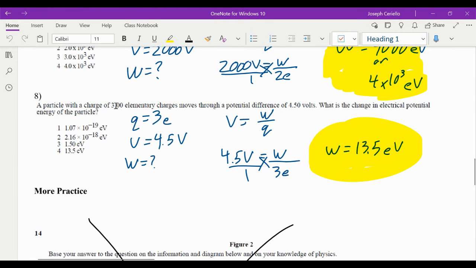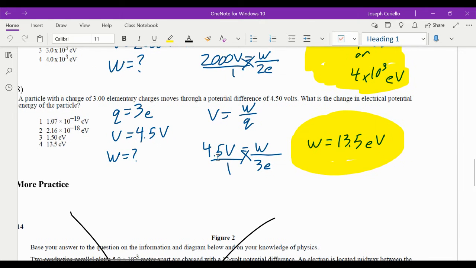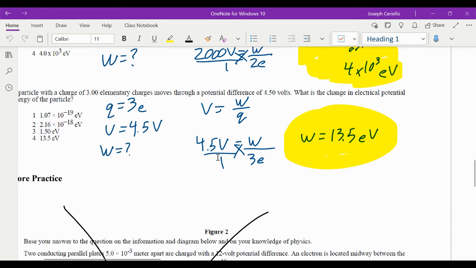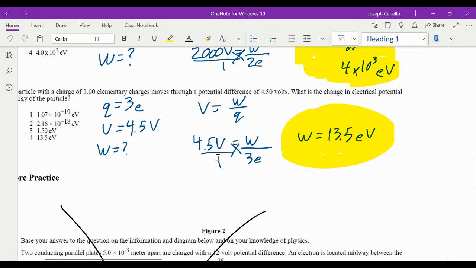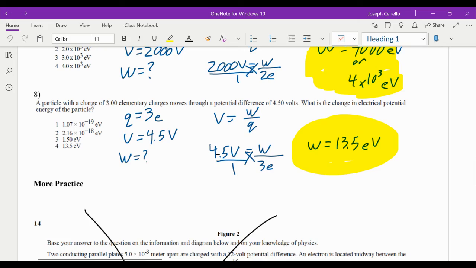The next one has 3 elementary charges, so Q is 3E, and the potential difference is 4.5 volts, that's the voltage. Plug it in, cross multiply, and you get 13.5 electron volts. Again, you really don't need a calculator if you do the electron volt questions properly.